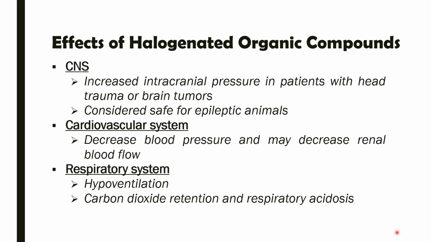These are the things that we can help the animals with. It can cause hypoventilation, carbon dioxide retention, and respiratory acidosis. The more carbon dioxide is retained, the more the animal will develop respiratory acidosis. So the animal can be helped with breathing. You have to increase the oxygen in the bloodstream and decrease the carbon dioxide.